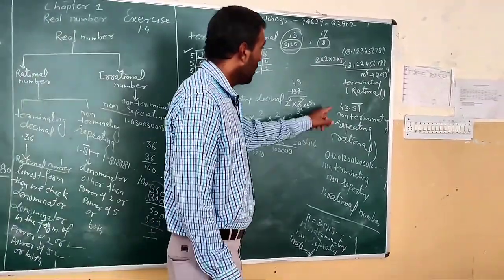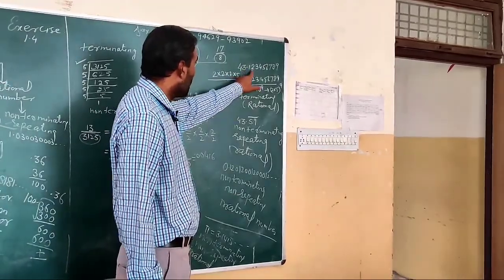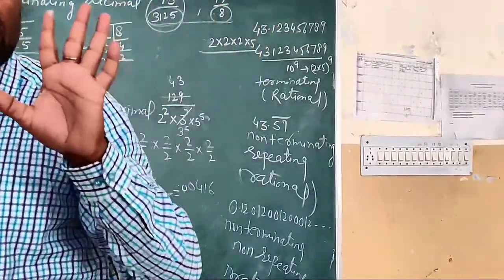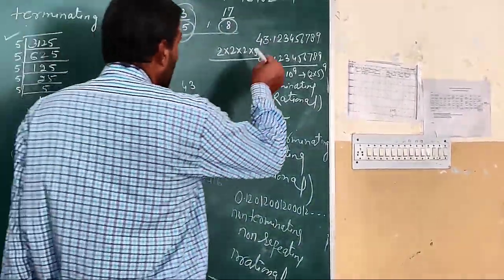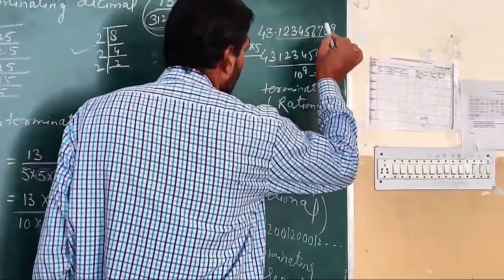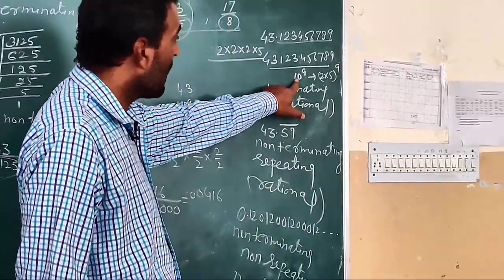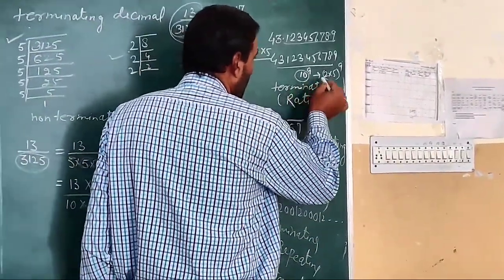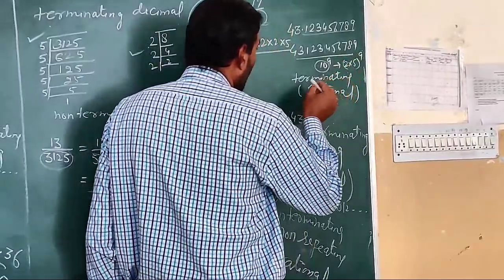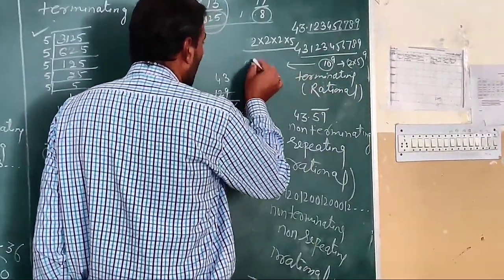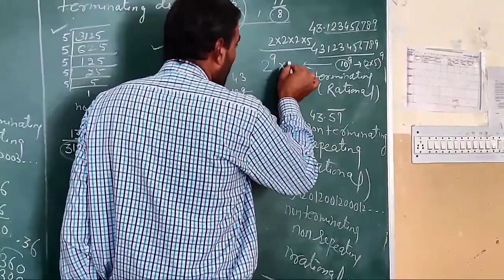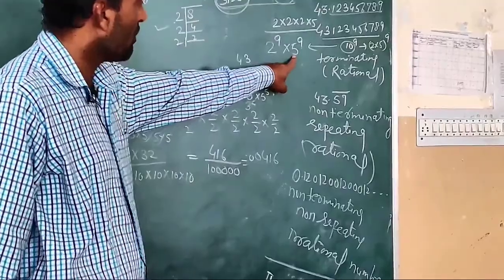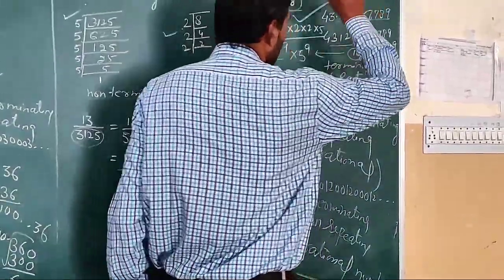Now I am telling you, here is one more example: 43.123456789. In this decimal we will check the nature. For removing the decimal, how many digits are there? 9 digits are there. So in the denominator place we take 10 raised to power 9. The factor of 10 is 2 into 5, so the denominator is in the form of 2 raised to 9 and 5 raised to 9. It means the denominator is in the form of a power of 2 and a power of 5. So this is a terminating decimal.